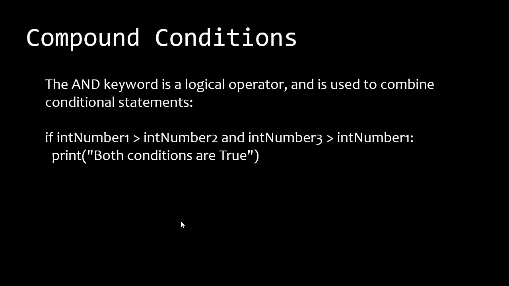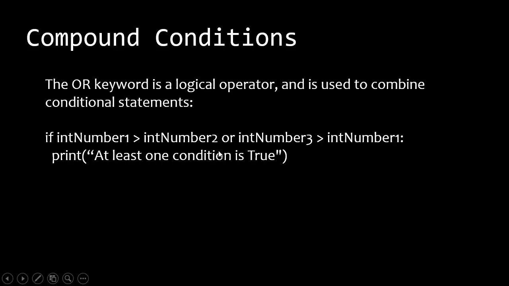Compound conditions. The and keyword is a logical operator and is used to combine conditional statements. So in this case here, if int number 1 is greater than number 2 and number 3 is greater than number 1, both conditions are true. So basically what we're saying is to get to this print statement right here, both of these need to be true. Another way of writing this is the or statement. We could say if number 1 is greater than number 2 or number 3 is greater than number 1, at least one of these conditions must be true to actually get there.